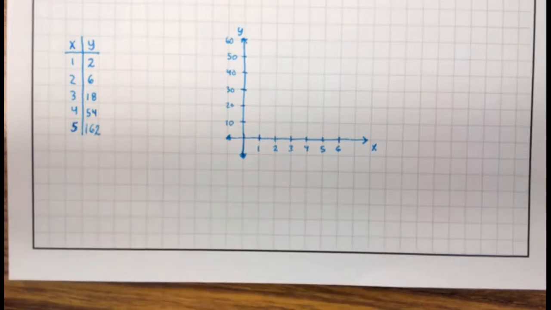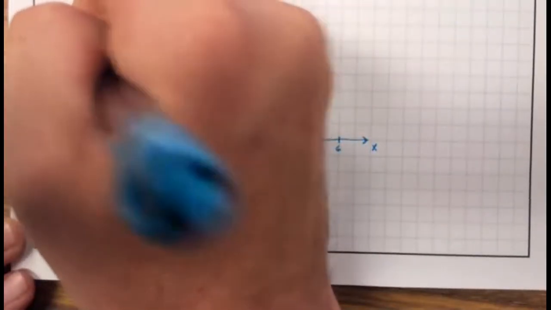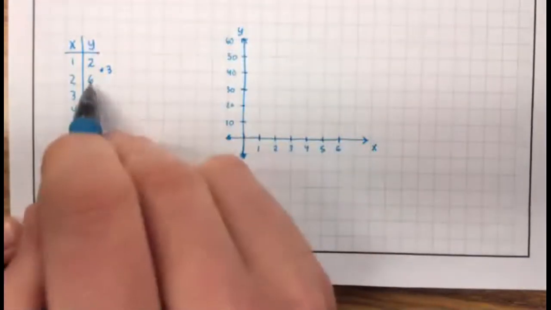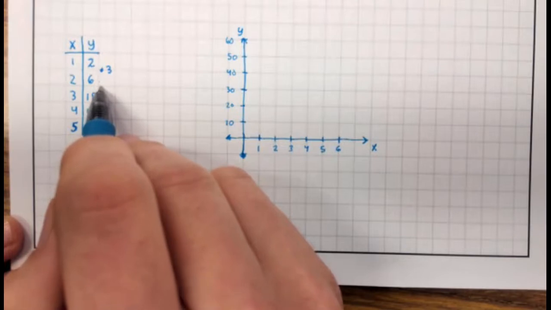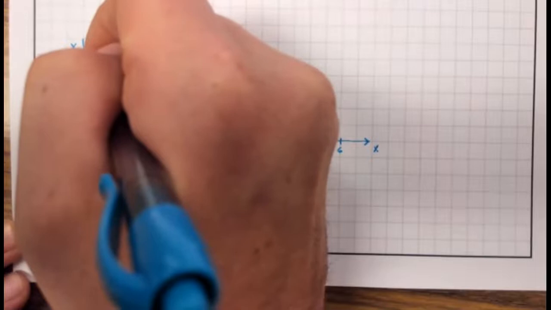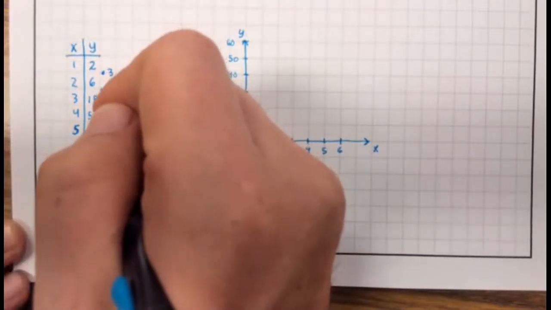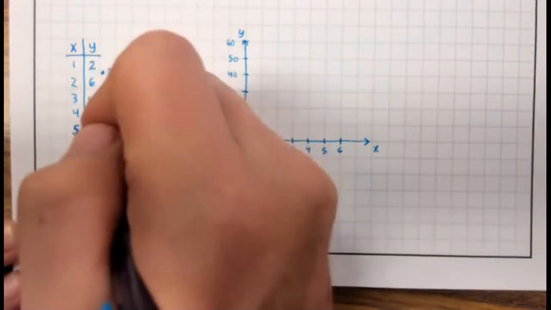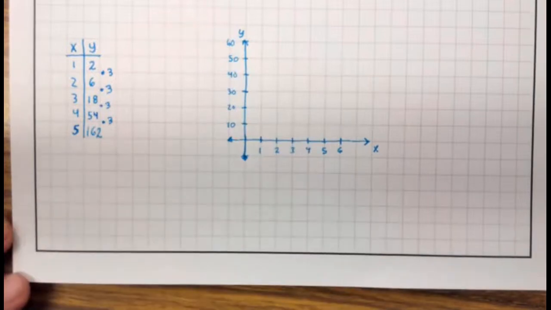So another thing to look for in a table, and I think you can try, is to look for a constant multiplier. So to get from 2 to 6, you can multiply 2 by 3. And then to get from 6 to 18, if I took 6 multiplied by 3, you would get 18. 18 times 3 is 54. And let's do this one too. 54 times 3 is 162.